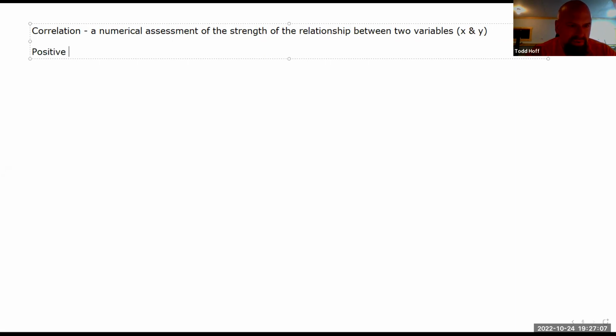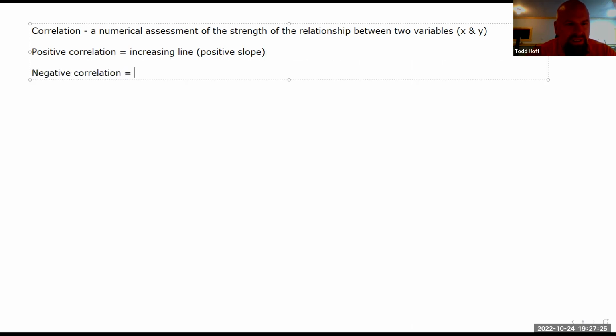A positive correlation equals an increasing line. In other words, a positive slope. But it does not say anything about how steep that slope is. A negative correlation equals a decreasing line. In other words, a negative slope. But again, it doesn't say anything about how steep or shallow that slope is at all.